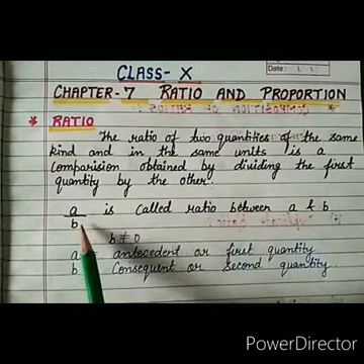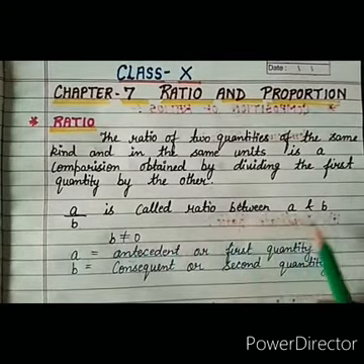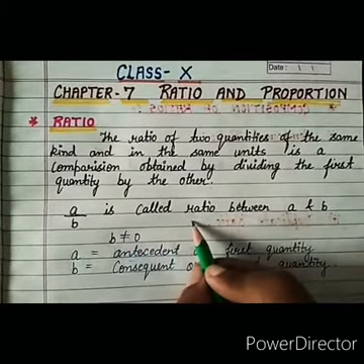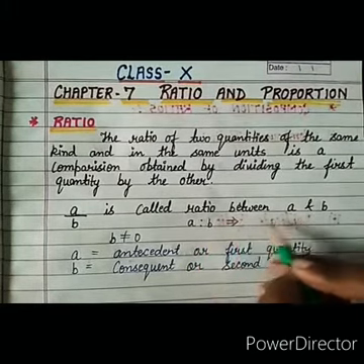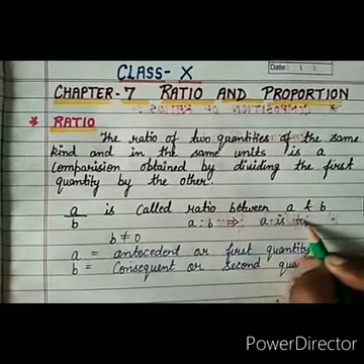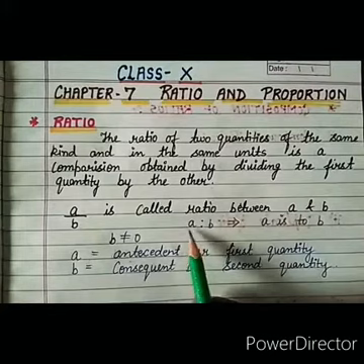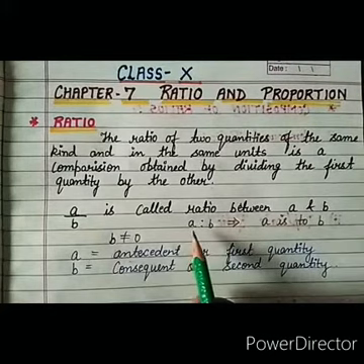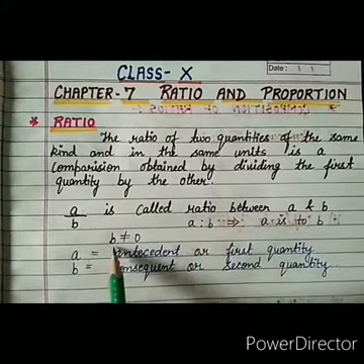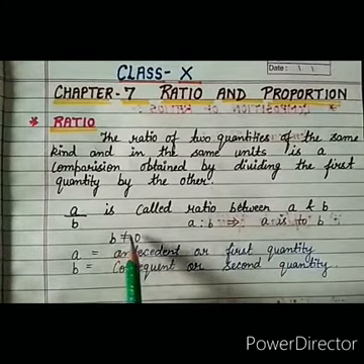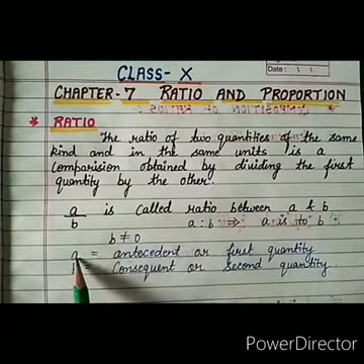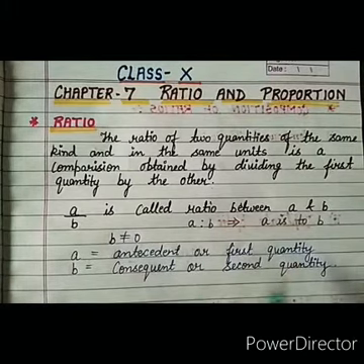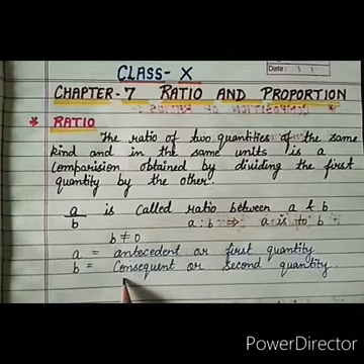So here A upon B is called the ratio between A and B, and it can be written as A ratio B, and it can be read as A is to B, where B can never be 0, meaning the second quantity can never be 0. And here A is called the first quantity or antecedent, and B is called the second quantity or consequent.